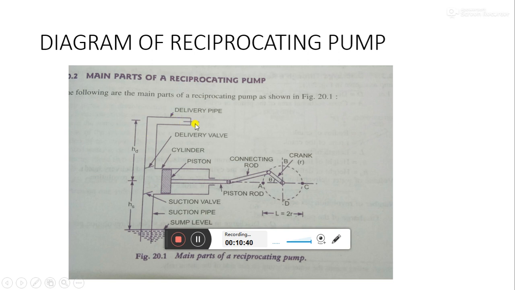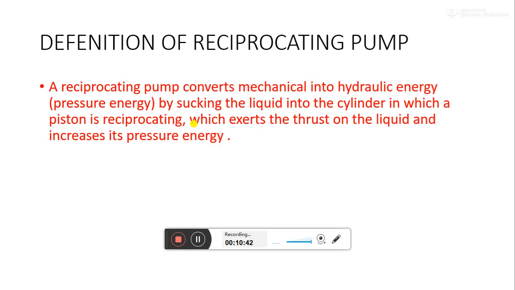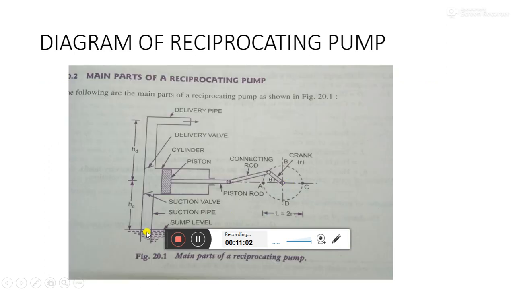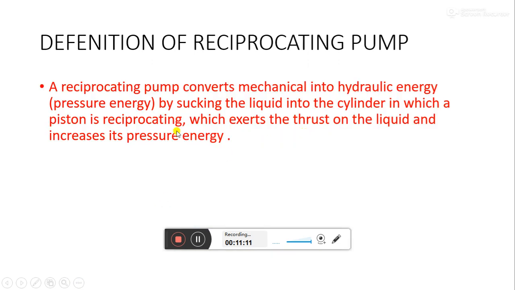Okay, so let's go back to the definition. A reciprocating pump converts mechanical energy into hydraulic energy. That a normal pump does. This is common to both centrifugal and reciprocating pump. Converts mechanical energy into hydraulic energy, which form of hydraulic energy? Pressure energy. Now by sucking the liquid into the cylinder, so we have a cylinder, so it's seen that the liquid is being sucked into the cylinder, and how it is being sucked, that we will learn in the next class. In which a piston is reciprocating.